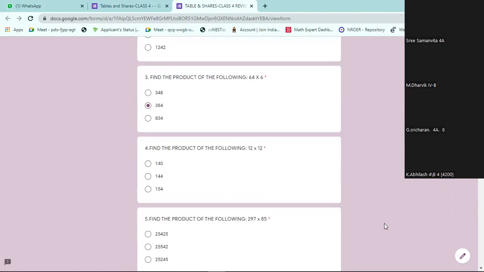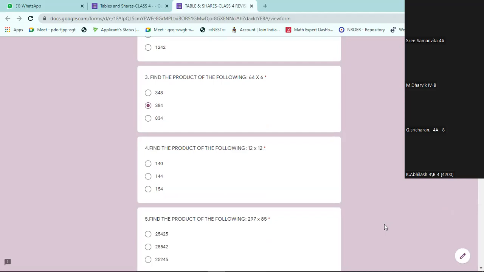Sir, should we move to the fourth question? Yeah, it is a Google form. You have to keep doing. It is a Google form already shared to you. You start doing. No need to wait for my answer. You keep on doing. If you are not getting it, you can look at me.